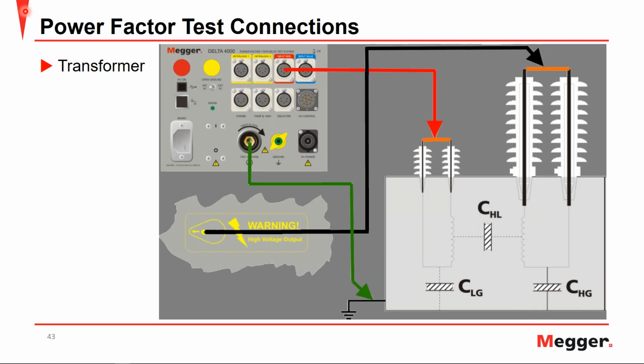Next, let's take a step and look at the power factor test connections. Here we have an example of power factor test set, the Delta 4000 on the left, with a control unit on top.